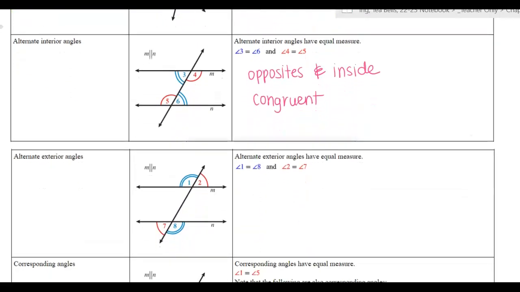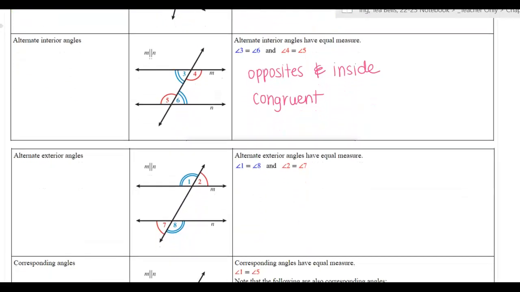All right, following along with the same kind of pattern, we have alternate exteriors. So these are on opposite sides of the transversal. Again, that's what the alternate means. But this time they're exterior, so they're going to be on the outside of our parallel lines. Alternate exteriors are also congruent to each other.